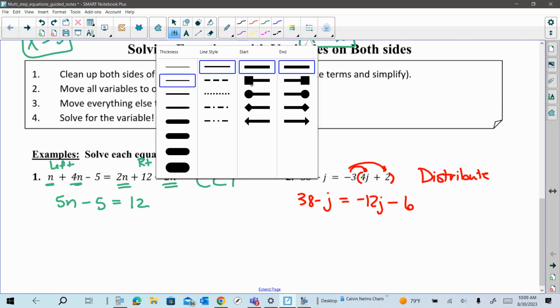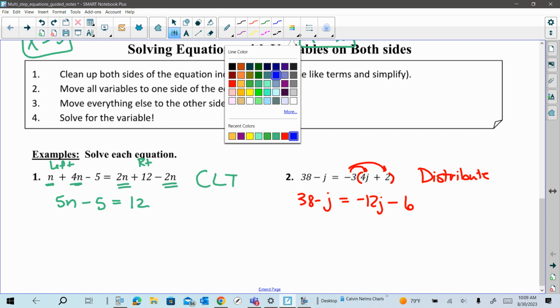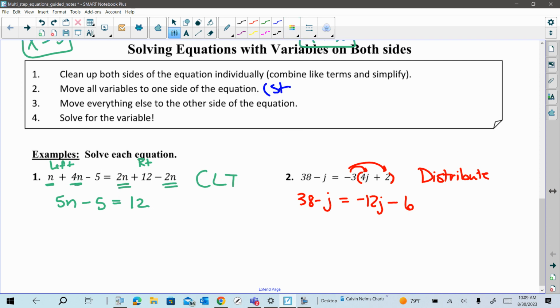When we move variables from both sides or for one side, it's best to start with smallest, so you don't have sign errors. Smallest variable. So when I'm looking, if this is the left side and this is the right side, the smallest variable is actually this negative 12j, because it's like a 1 here in front of that j. A negative 12 is smaller than a negative 1. So I would add 12j first.